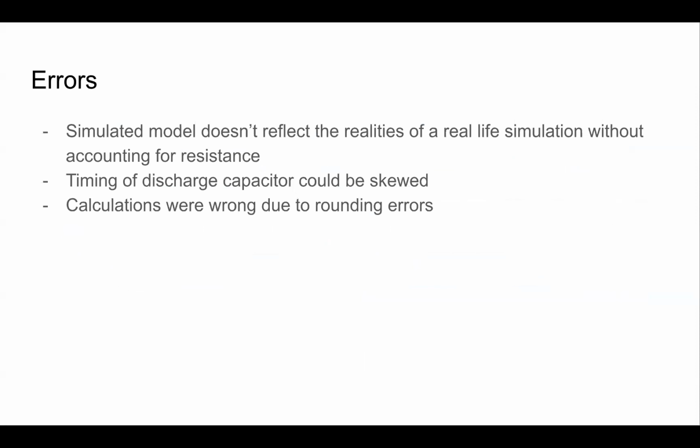Some of the potential errors in this experiment were that the simulated model doesn't reflect the realities of a real circuit, as I explained earlier, because it doesn't account for resistance in the wires. And also the timing of discharge of the capacitor could be skewed, and the calculations also could be wrong due to random errors like rounding errors.